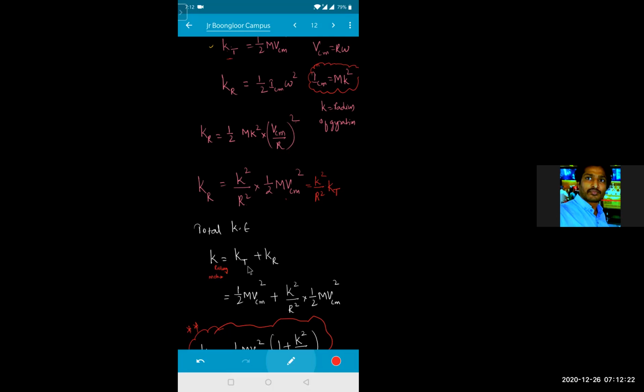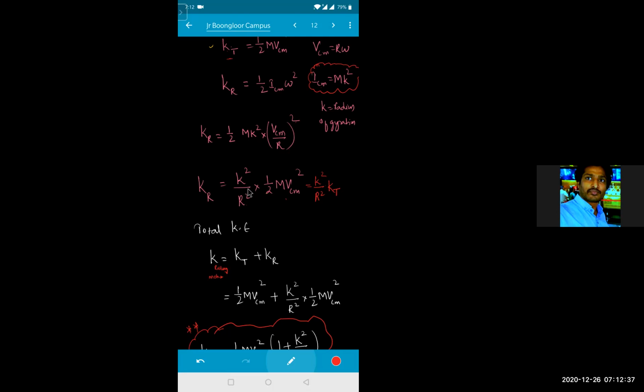It is the combination of translatory and rotatory motion: the kinetic energy of the translatory motion plus the kinetic energy of the rotatory motion. Translatory motion is how much? Half into M into VCM square. Rotatory motion is how much?